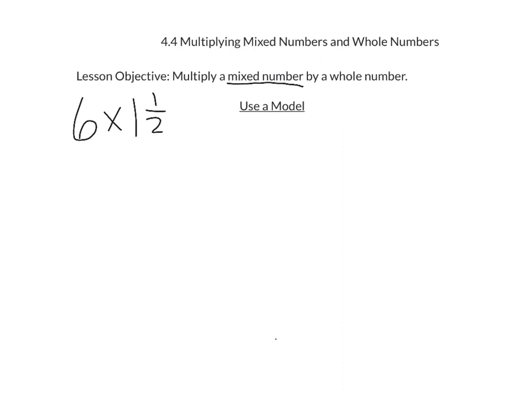Now when we multiply a whole number by a mixed number, I like to make a connection to when you were first learning multiplication and you were using equal groups. And so what we're going to do is draw 6 equal groups of 1 1/2. So you can begin by drawing 6 circles for yourself.